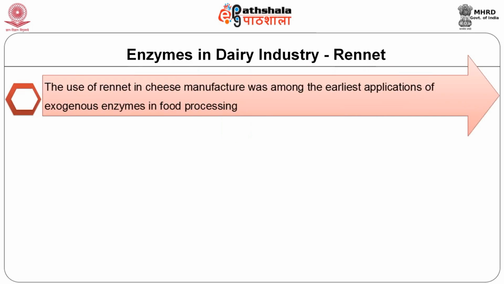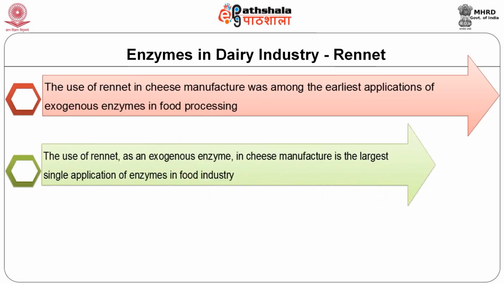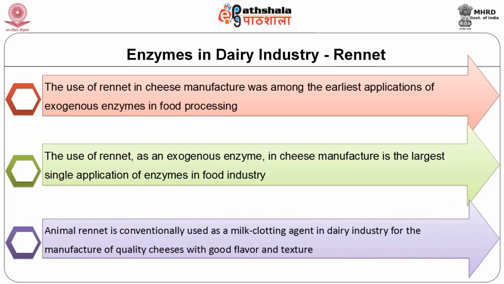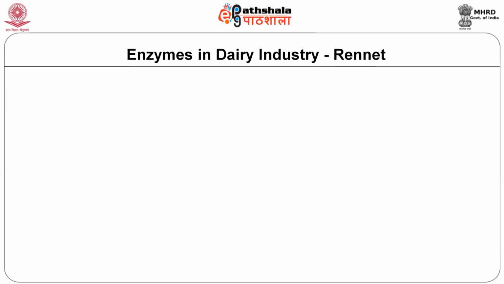The use of rennet in the cheese manufacture was among the earliest applications of exogenous enzymes in food processing, dating back to approximately 6000 BC. The use of rennet as an exogenous enzyme source in cheese manufacture is the largest single application of enzymes in food processing. Animal rennet, also called bovine chymosin, is conventionally used as a milk clotting agent in dairy industry for the manufacture of quality cheeses with good flavor and texture.